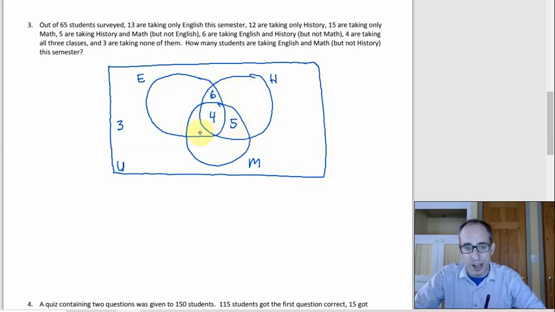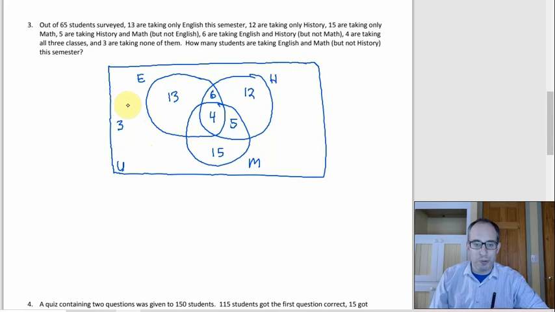Then we're trying to solve for this one, so I guess we're not going to get it. But then it's 13 taking only English, 12 taking only history, 15 taking only math. And we're solving for this right here. But we know that the total is going to be 65, right? So basically what we can do is we could add up all these numbers that are in here, figure out what that is, and then subtract from 65, and then we'll get the missing piece.